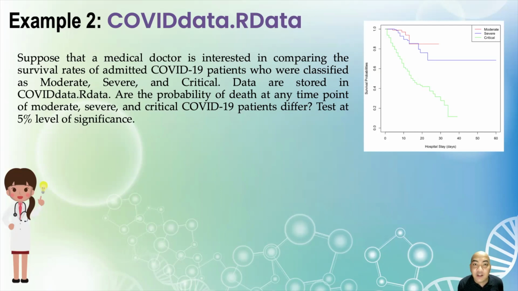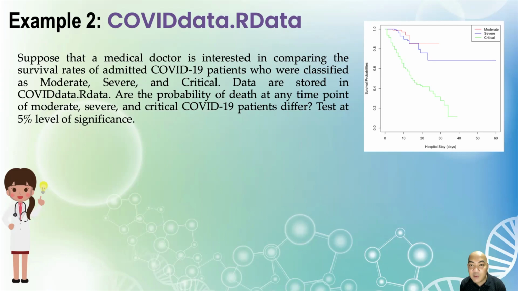Just like in the COVID data.rdata that we're going to have, in which this is about a medical doctor who is interested in comparing the survival rates of admitted COVID-19 patients who were classified as moderate, severe, and critical. So here we see 3 groups of patients, which are again moderate, severe, and critical. So data are stored in COVID data.rdata, and the question is, are the probabilities of death at any time point of moderate, severe, and critical COVID-19 patients different? Test at 5% level of significance.